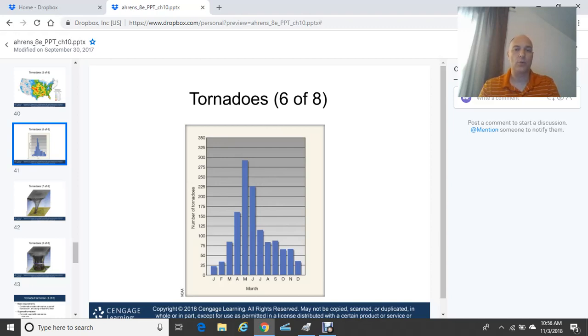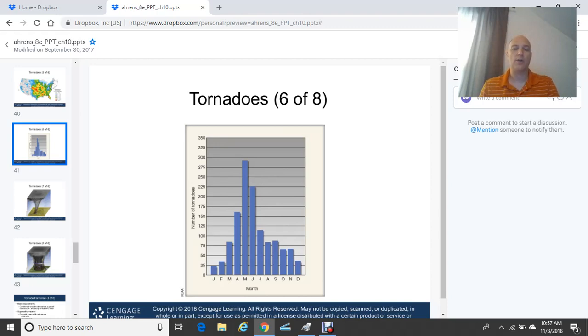And look, what do you know? Springtime has the greatest frequency of tornadoes, especially April and May. May has the greatest number of tornadoes on average in the U.S., basically between 275 and 300 tornadoes in the month of May. The second highest month is June at 225 tornadoes.